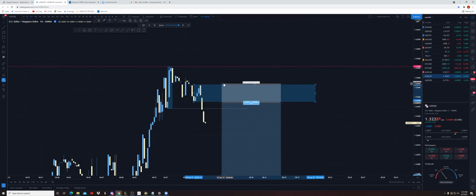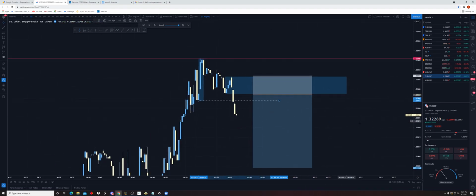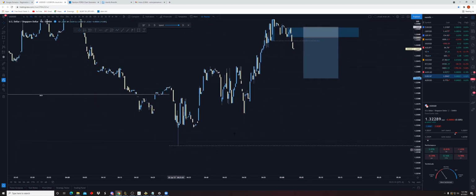This is much more risky. This is much better, but we'll leave it like this just for the sake of explaining, right? So this is a break of structure down, and the expectation is that we're holding our refined zone, so we should now see prices deliver to these lows.